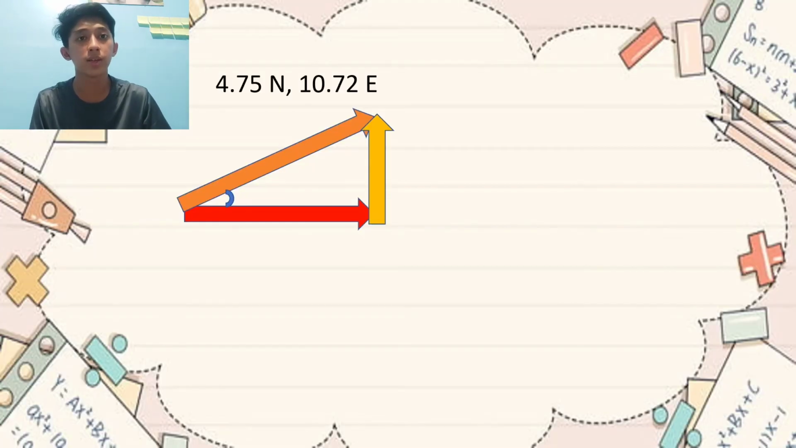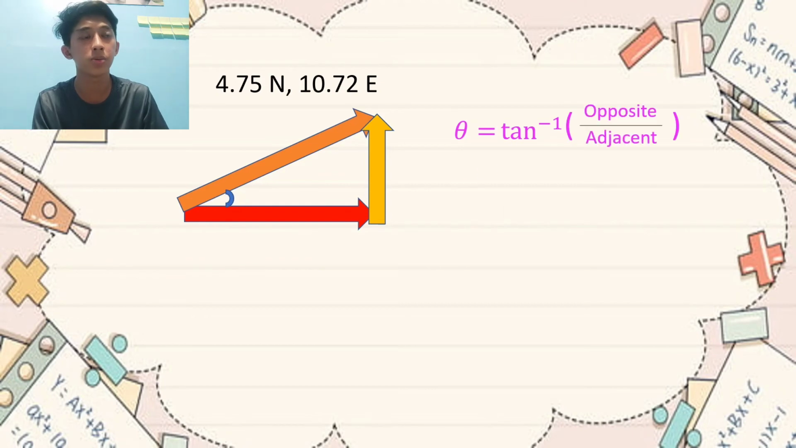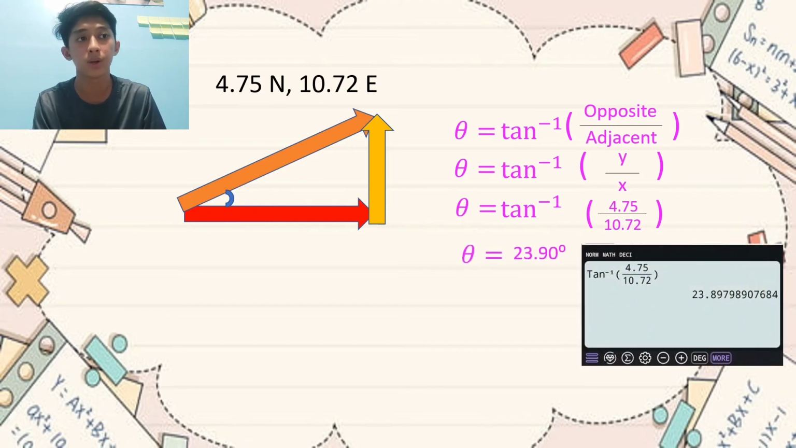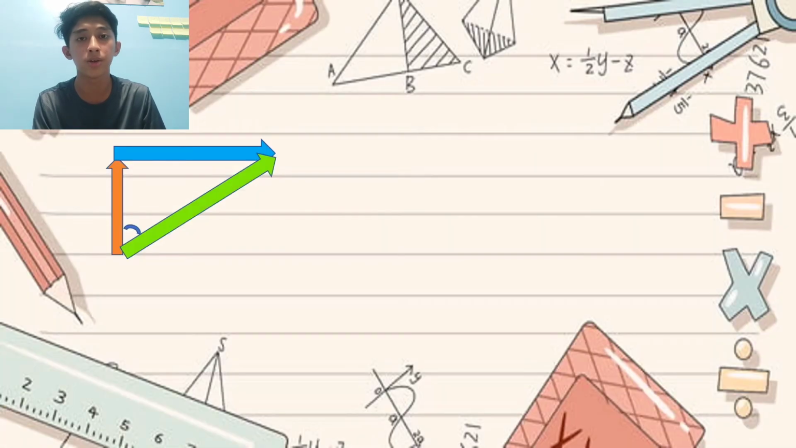Next, we will find the angle by using the tangent function, with the formula theta is equals to tangent opposite over adjacent. Then our opposite is 4.75 and our adjacent is 10.72. So, theta is equals to tangent 4.75 over 10.72. So, our theta is equals to 23.90 degrees. So, our r is equals to 11.73 meters, 23.90 degrees north of east.